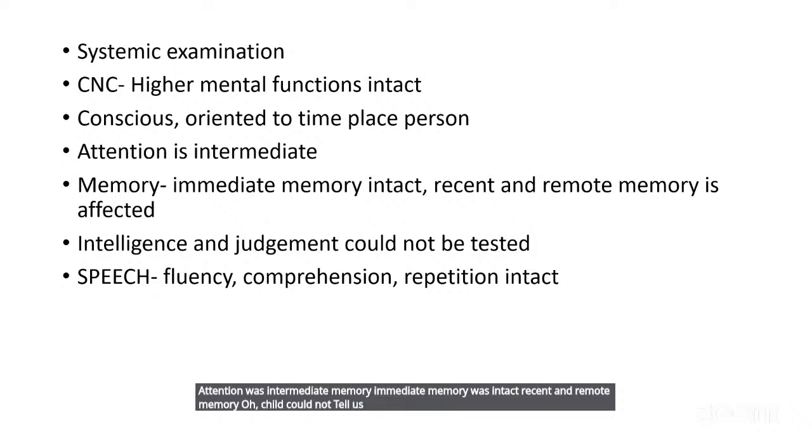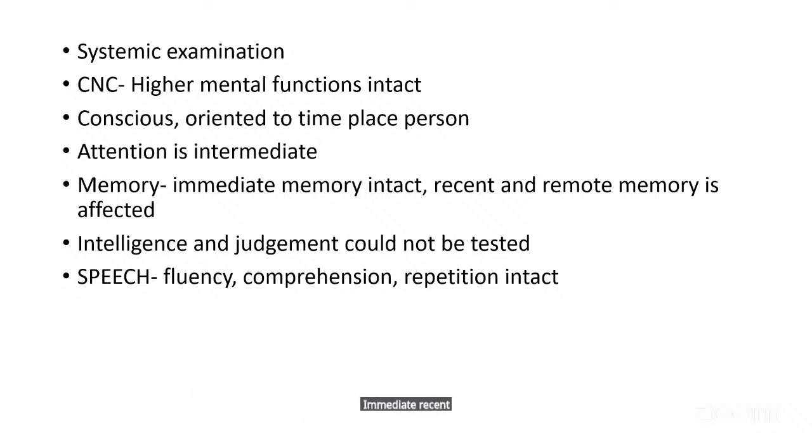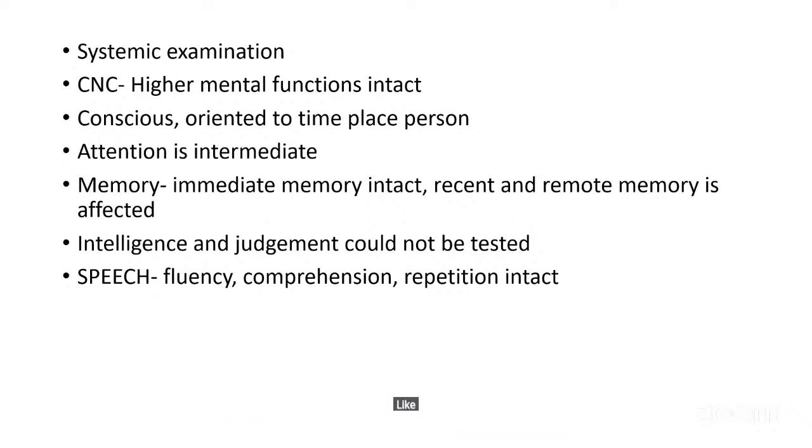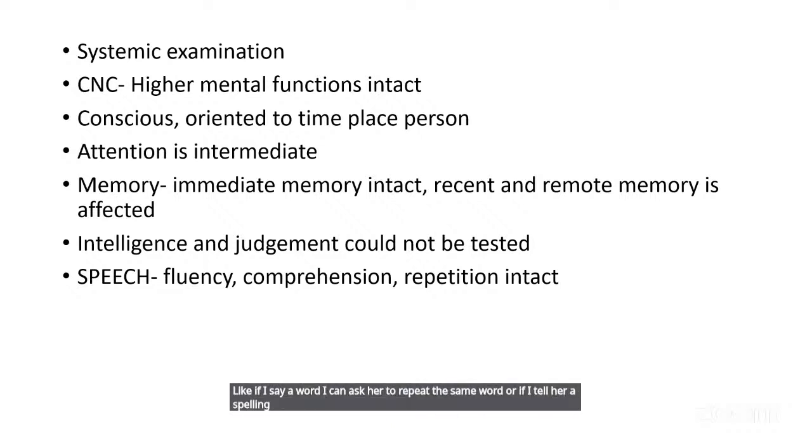So intelligence. Can you give examples of all three? Immediate, recent, and remote. What did you ask? Immediate memory, we can ask the child, she's 7 years old, so she can tell us whatever I had spoken to her. Like if I say a word, I can ask her to repeat the same word. Or if I tell her the spelling of a word, I can ask her to repeat that spelling.